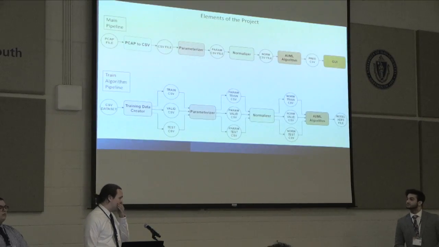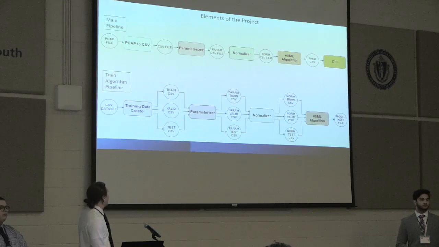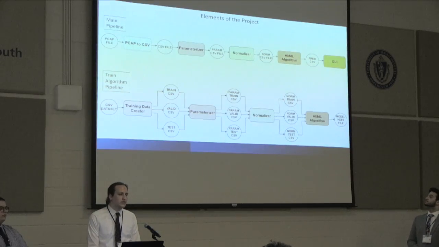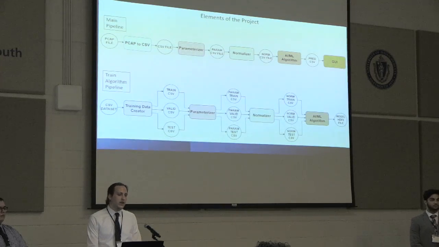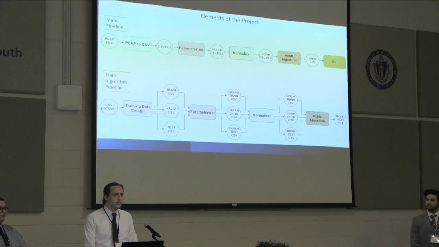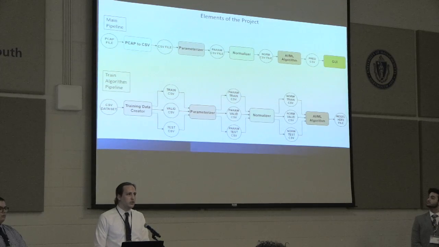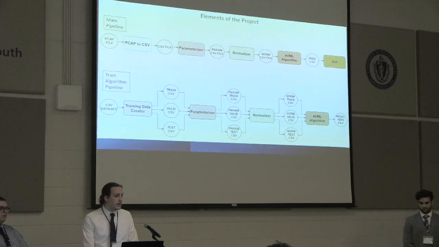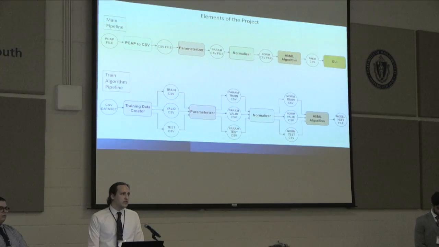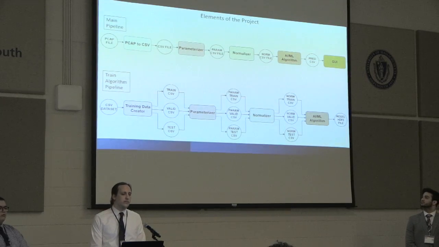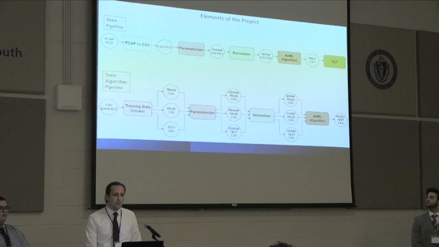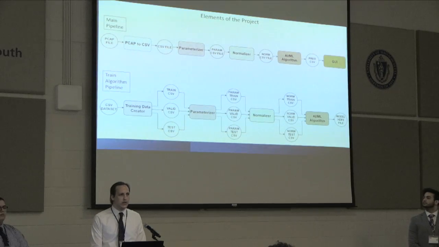Our project is split up into two main pipelines. We have the main pipeline and the Retrain Algorithm pipeline. Our main pipeline inputs a PCAP file, converts it to a CSV, parameterizes it, normalizes it, and sends it to our algorithm. Our algorithm creates a predicted CSV and outputs that to the GUI for our LAN admin. Our Retrain Algorithm pipeline inputs a CSV dataset and creates a train CSV, a validation CSV, and a testing CSV. These three CSV files are then parameterized, normalized, and sent to our algorithm. Our algorithm uses these three files to create a model file, which we can later use to analyze more data without having to retrain it.